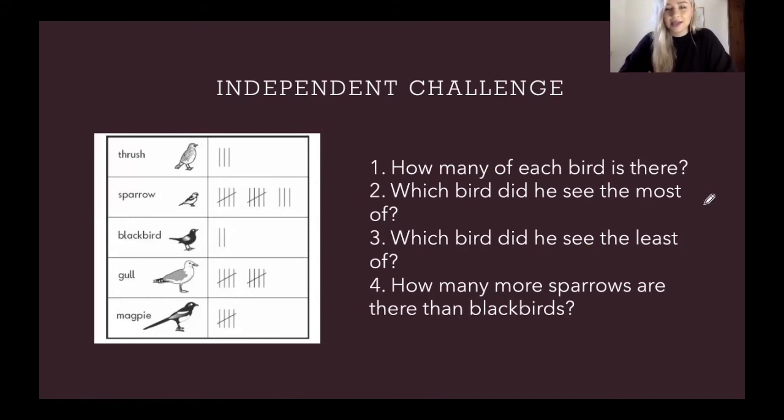The first one, it says, how many of each bird is there? The next question says, which bird did he see the most of? The next question, which bird did he see the least of? Number 4, how many more sparrows are there than blackbirds? And I've just noticed it doesn't actually tell us at the top of this tally chart what the tally chart is, but by looking at the questions, I think we can guess that this is a tally chart of someone bird spotting. They've gone out to see how many birds they can see. Pause the video here to have a go at these questions.